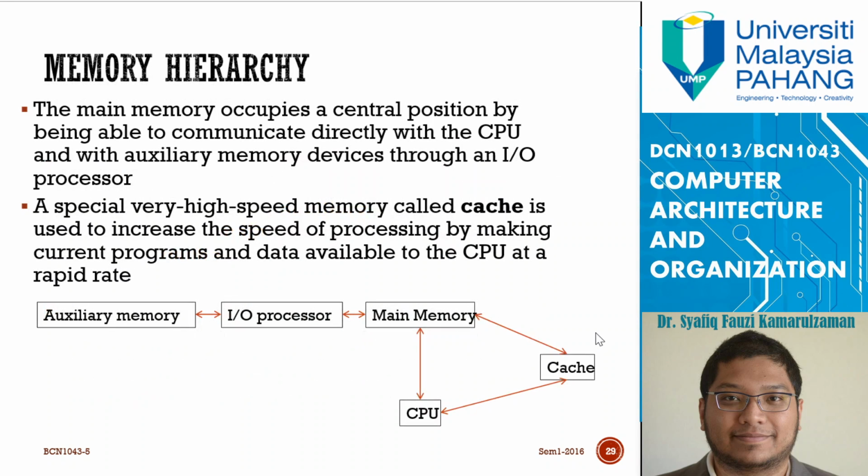When you talk about the memory hierarchy, the main memory occupies a central position by being able to communicate directly with the CPU and with auxiliary memory through an I/O processor, which is the I/O module itself. Auxiliary memory cannot be accessed directly by the CPU. So in case you need any data from the auxiliary memory, it needs to be transferred first to the main memory before being taken into the CPU.